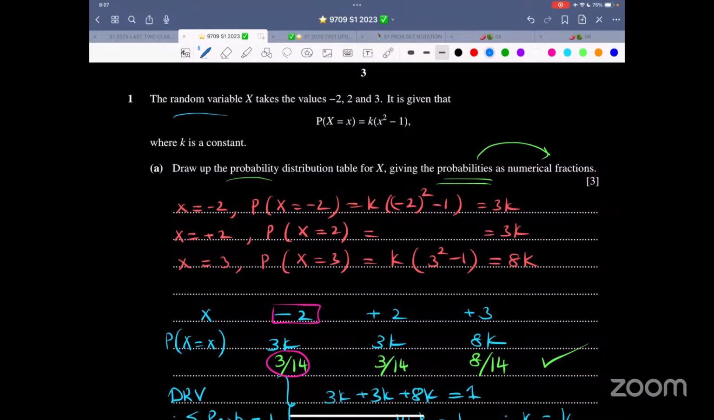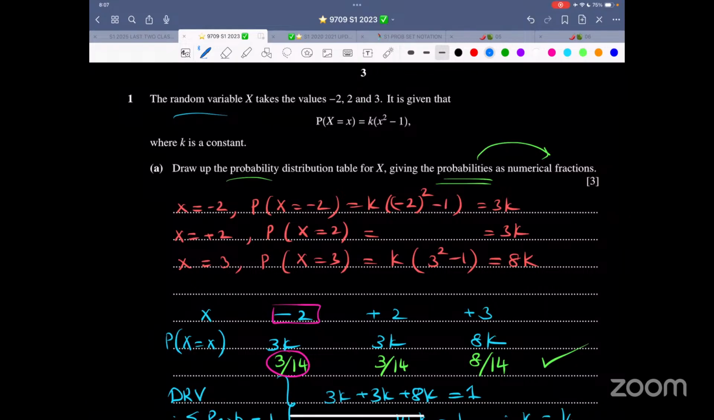So now the first question is about this thing. It says the random variable x takes the value such and such. It is given that probability x equals x is k bracket x square minus 1, where k is a constant. I think this is one of the easiest. This is like follow the instruction. Just plug in the three values of x. You find the probability in terms of k because there is no other value.